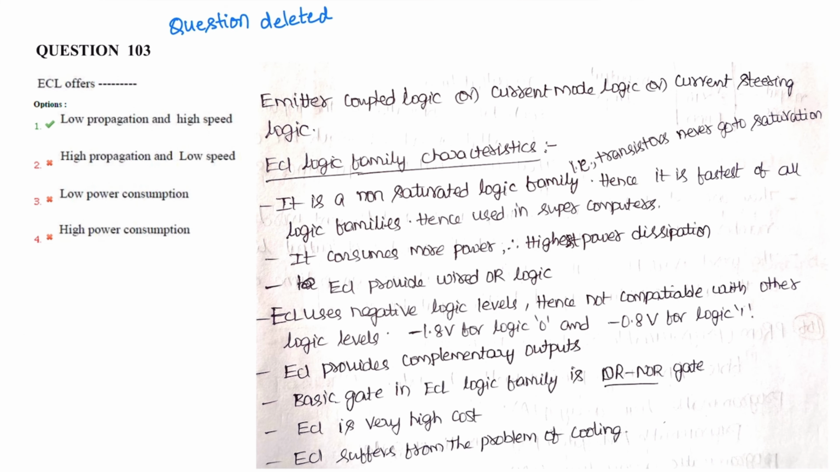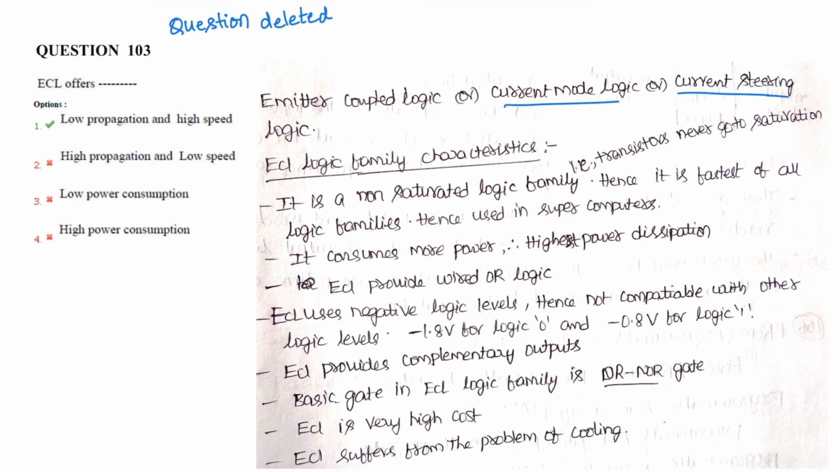Question number 103. So this question is deleted. Let us see. ECL offers. ECL means emitter coupled logic. The other name for ECL is current mode logic or current steering logic.